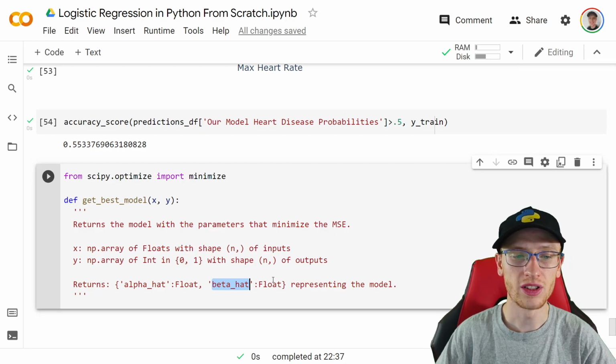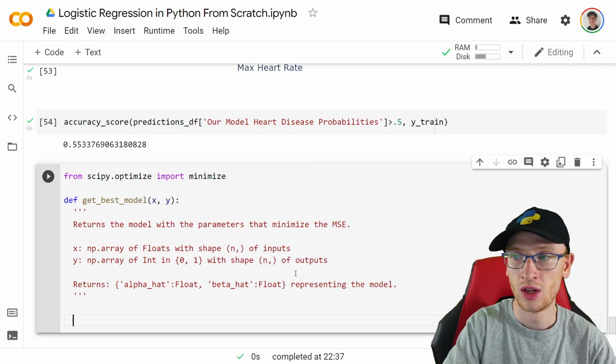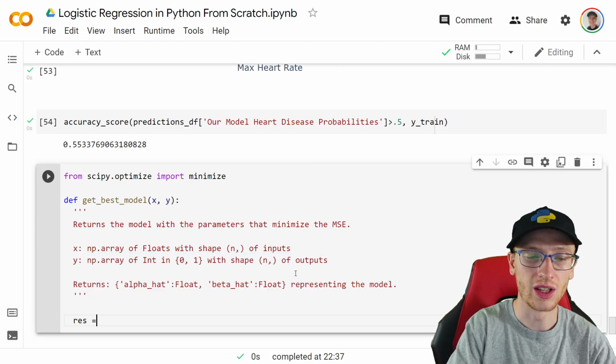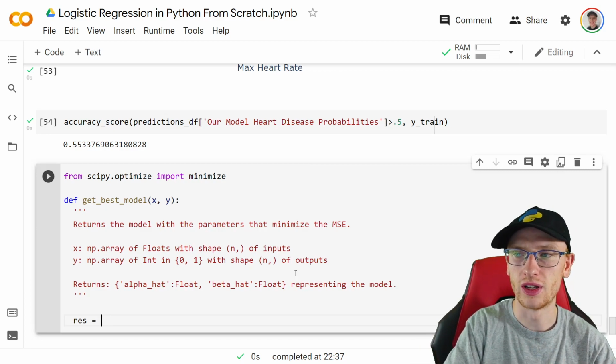Now, I'm going to write something that's not really going to make sense quite yet, because we haven't done the other part. What we want to do is get this result thing, and the syntax is a little bit weird. It confused me too. We'll do res for result, is equal to minimize. That's that thing we imported.